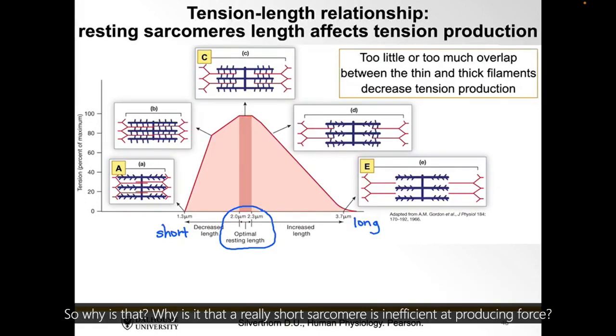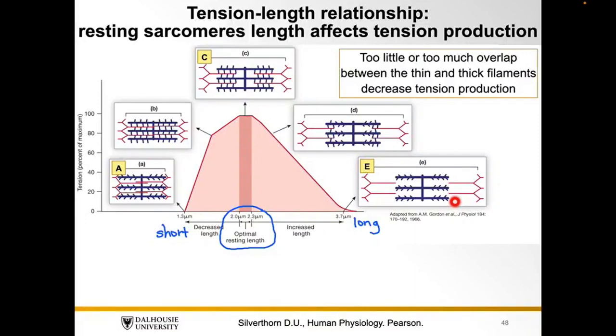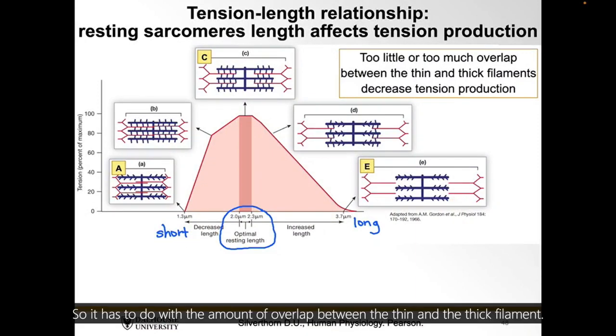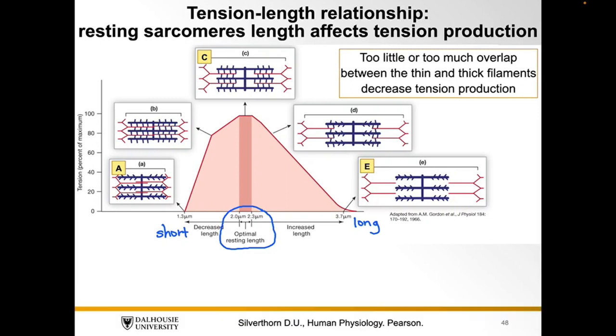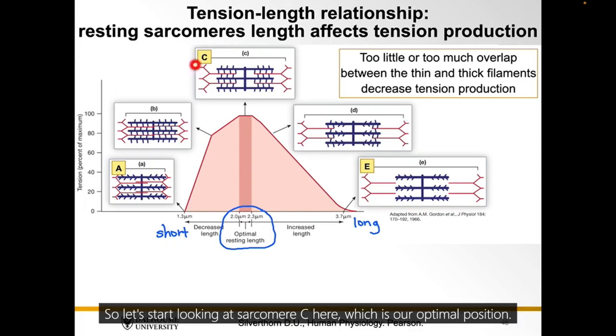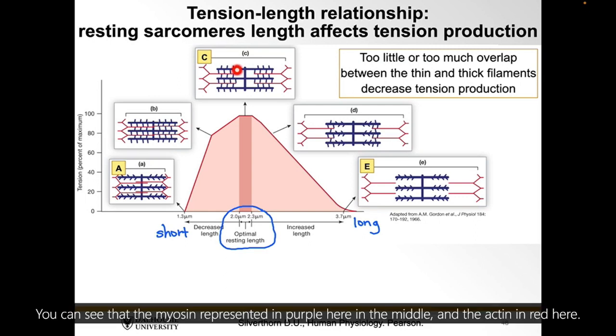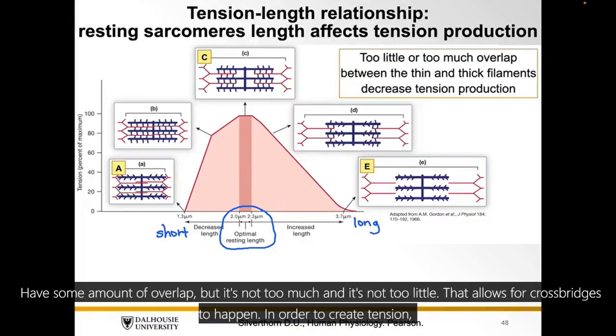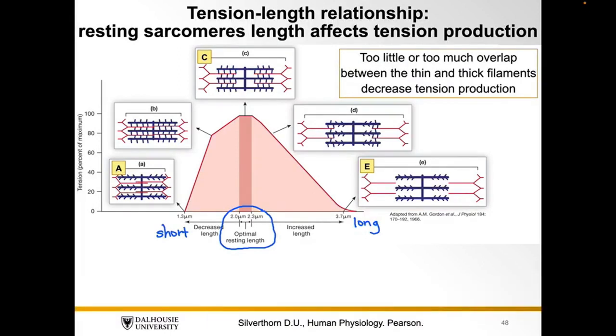So why is that? Why is it that a really short sarcomere is inefficient at producing force? And why is it that a very long sarcomere is also inefficient at creating force? So it has to do with the amount of overlap between the thin and the thick filament. So let's start looking at sarcomere C here, which is our optimal position. You can see that the myosin, represented in purple here in the middle, and the actin, in red here, have some amount of overlap, but it's not too much and it's not too little.